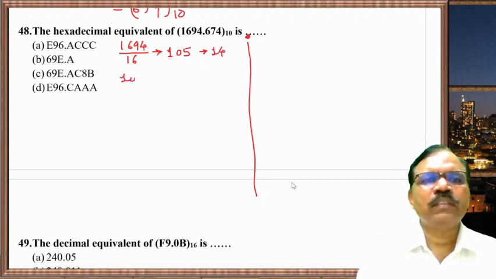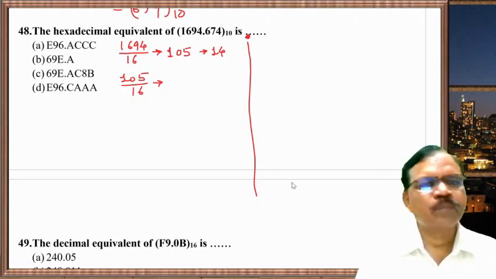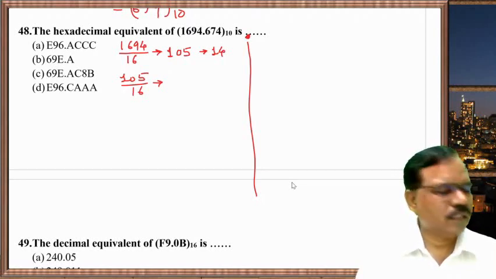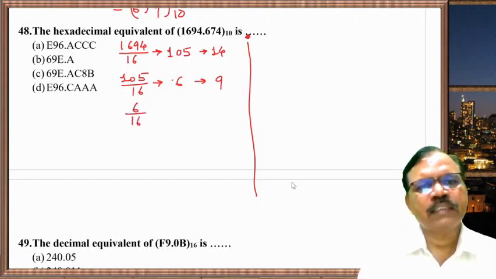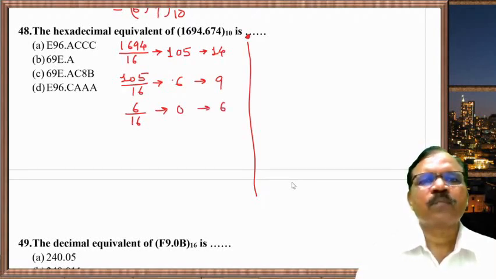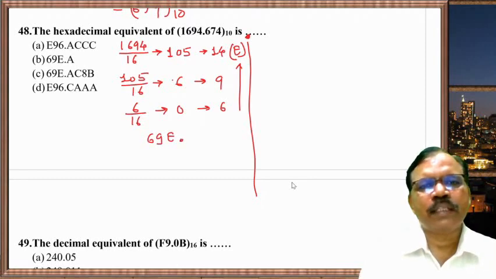Then 105 divided by 16, division 16 into 6, that is 96. So you will get here 6, and remainder is 9. Then 6 divided by 16, division is 0, remainder is 6. Now this 14, it is E in hexadecimal. So write number from this to this. So you will get 69E. This is before decimal point.